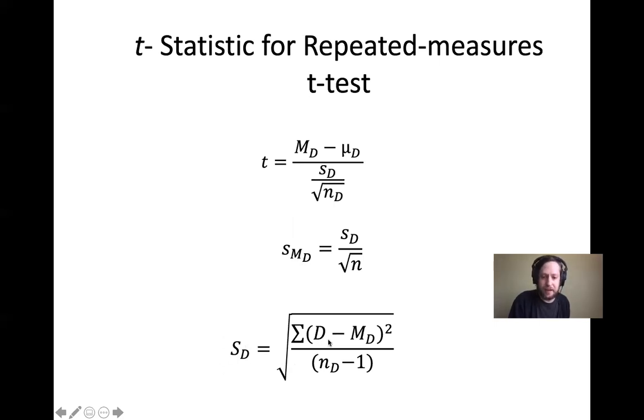Take each d minus the mean of the d's, so that's minus 2. Each d minus 2, square that number, and then do that for all of the participants and add them together. Then divide by n minus 1 and take the square root of that ratio.